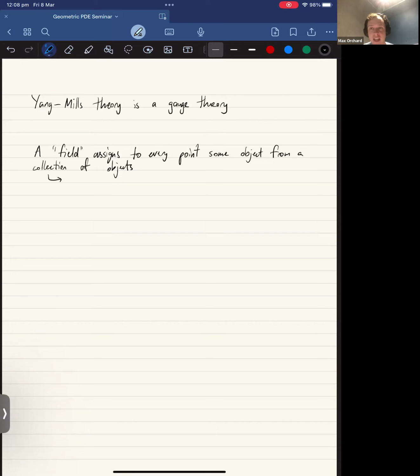Now, the concept or the object that allows us to study this is called a fiber bundle. And a field, which is an actual assignment of one of these objects to each point, is what we call a section of this fiber bundle.